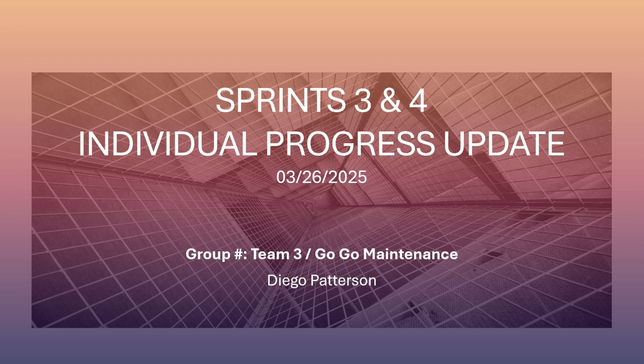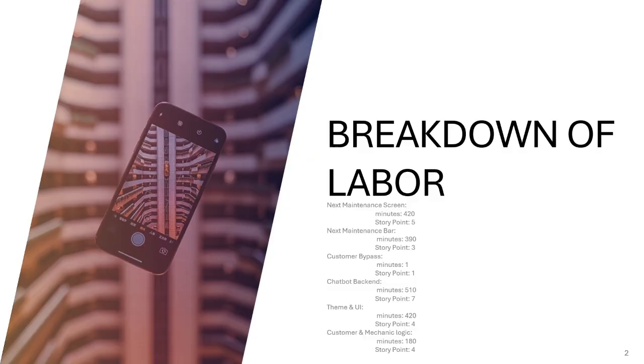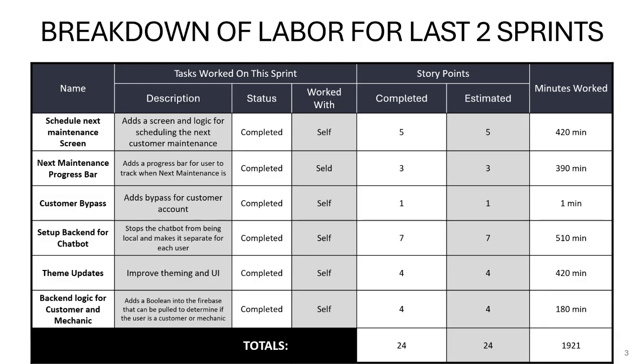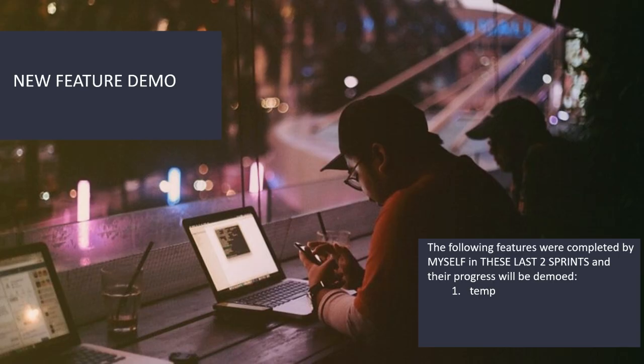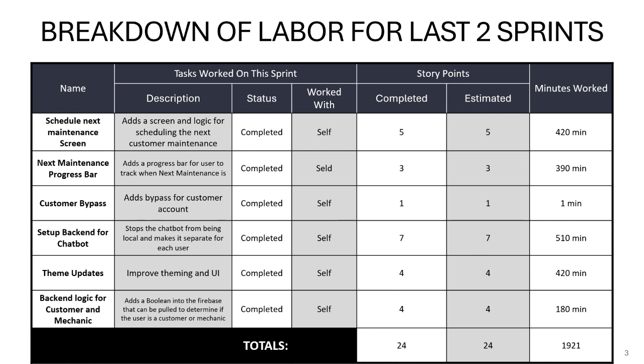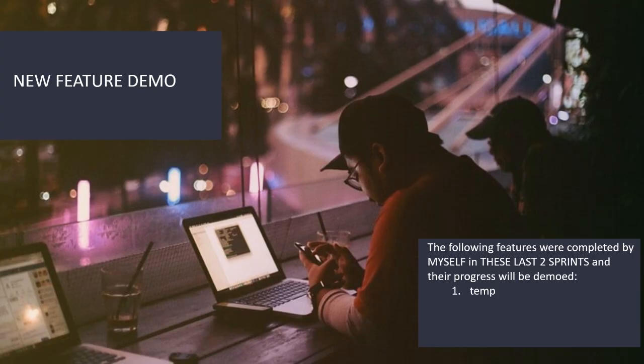I'll be showing this to start off with, just because I want to do this all at once this time around. Starting off, we have my breakdown of labor. I spent a total of 1,921 minutes in these last two sprints on a lot of stuff, including the scheduling next maintenance screen, next maintenance progress bar, customer bypass, setting up the backend for the chatbot, theme updates, and backend logic for customer and mechanic as well. So let's go over this real quick for my new feature live demo.